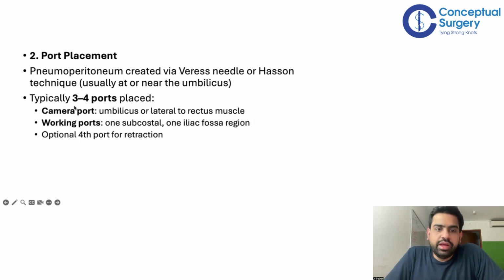Now, typically 3 or 4 ports are placed. At least 3 ports are usually needed. First is the camera port, which is near the umbilicus, lateral to the rectus sheath. We have the rectus muscle, and we place this port lateral to the rectus sheath. Then the working ports: one subcostal and one in the iliac fossa.